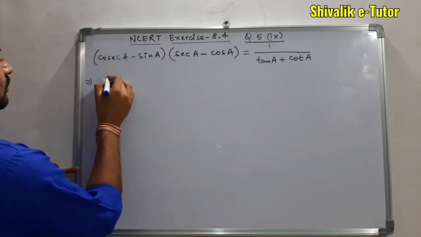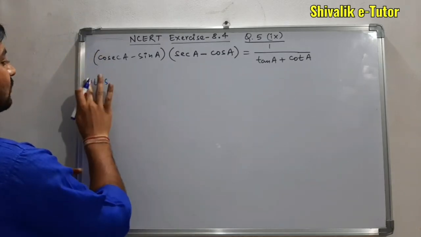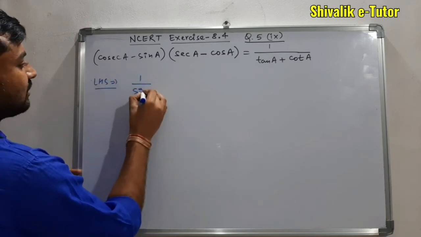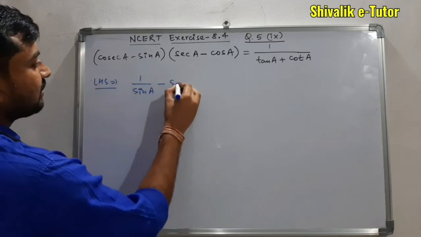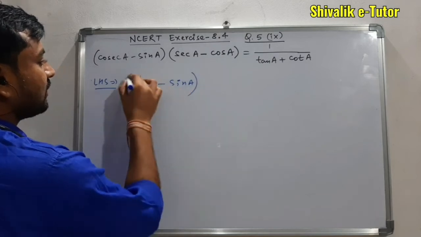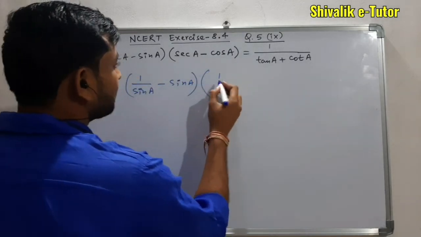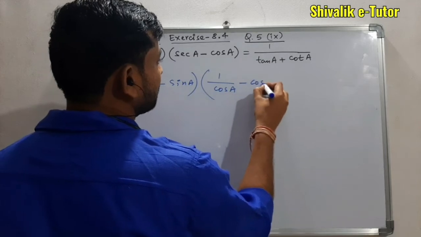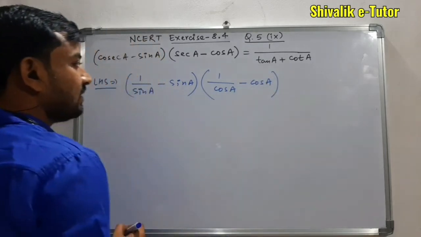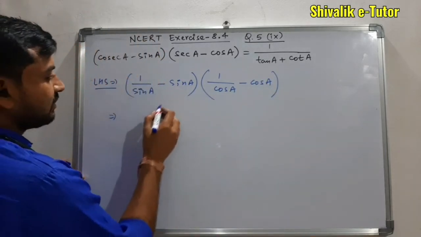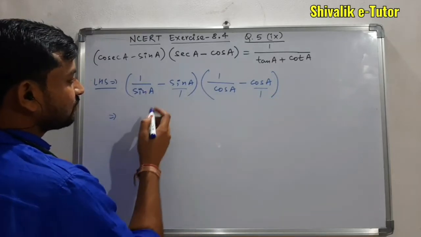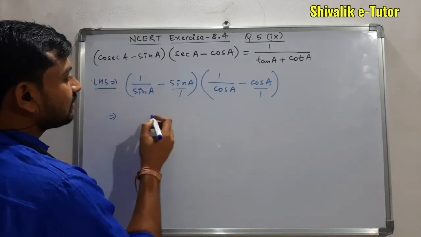So here we are taking LHS only. Cosec A can be written as 1 upon sin A minus sin A, multiplied with sec A, which can be written as 1 upon cos A minus cos A. This result will come. Now when we take the LCM and solve this, this will come.